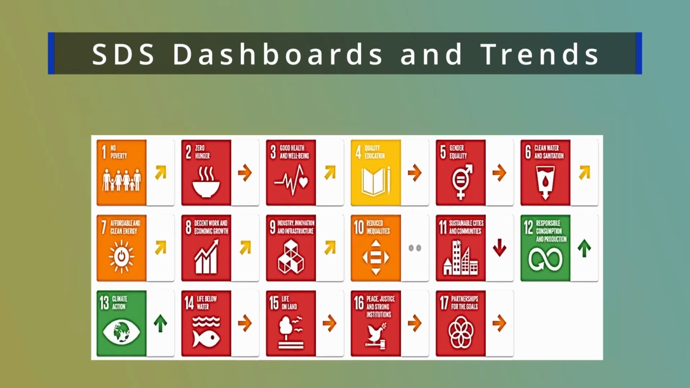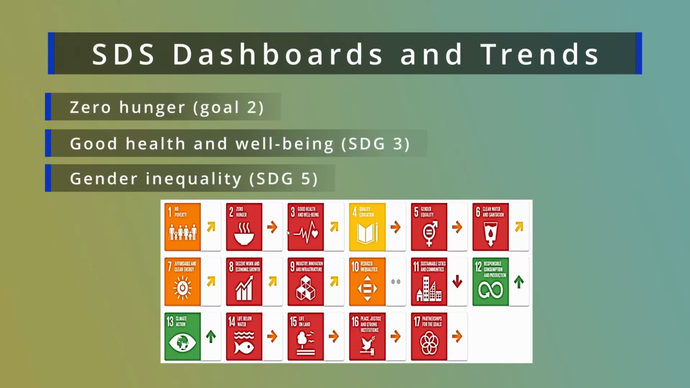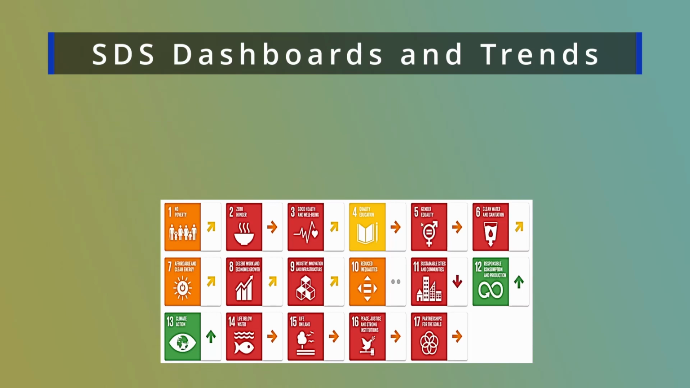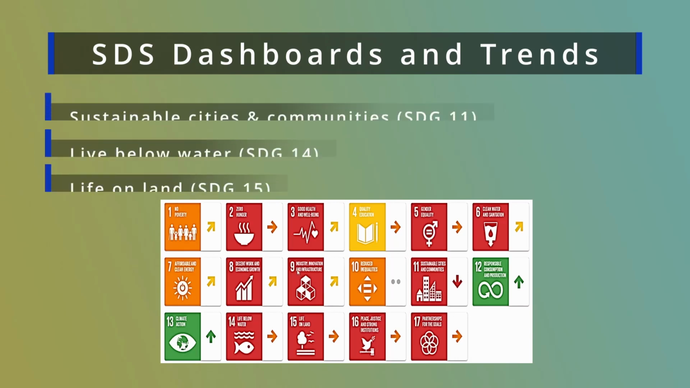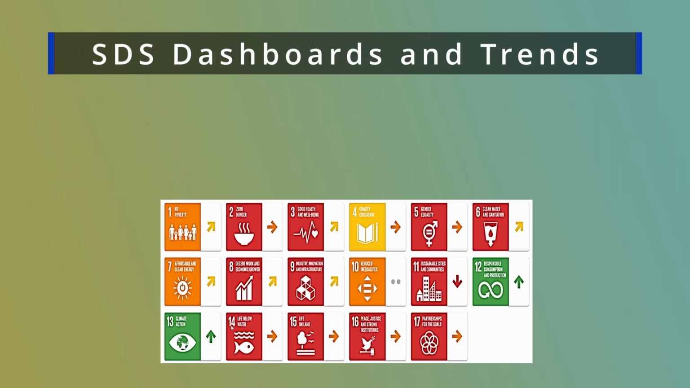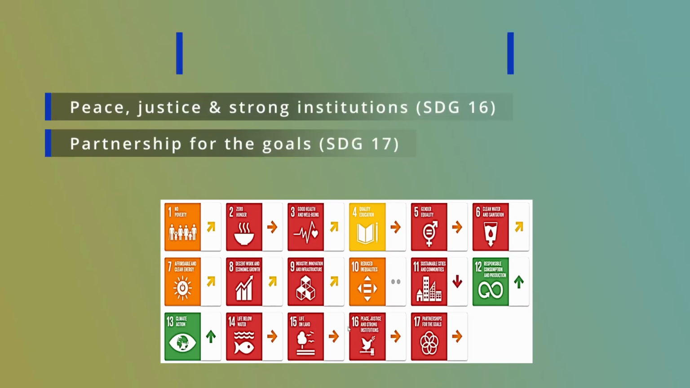These goals are SDG 2, which is related to zero hunger, SDG 3, which is related with good health and well-being. Side by side, other goals like SDG 5, SDG 6, SDG 8, SDG 9, SDG 11, SDG 14, SDG 15, 16 and 17. These 11 goals are designated as major challenges remain to achieve the Sustainable Development Goals.